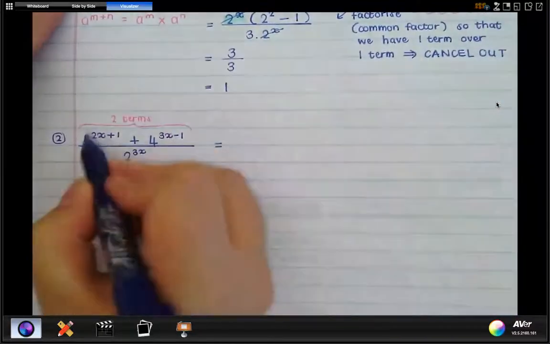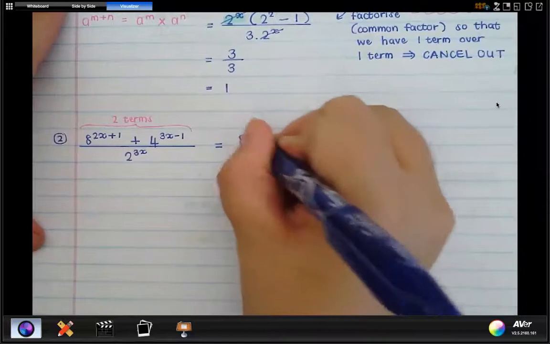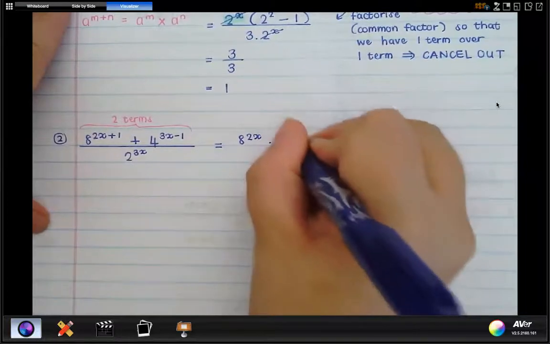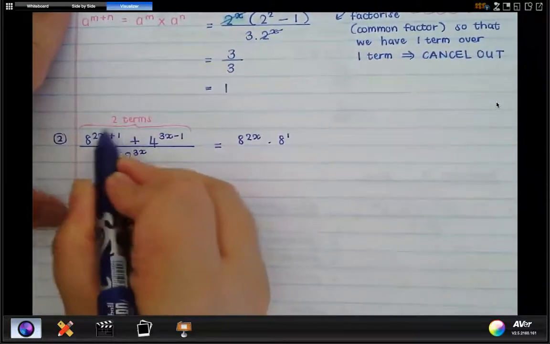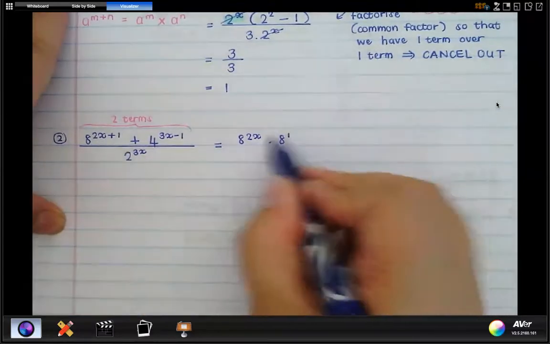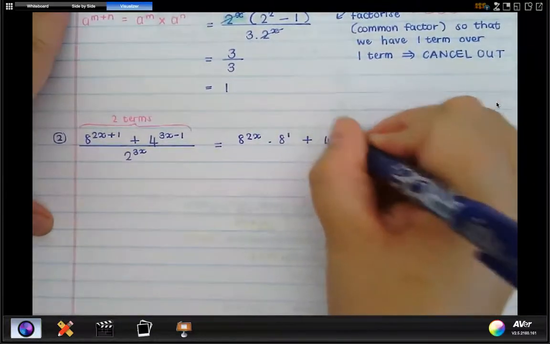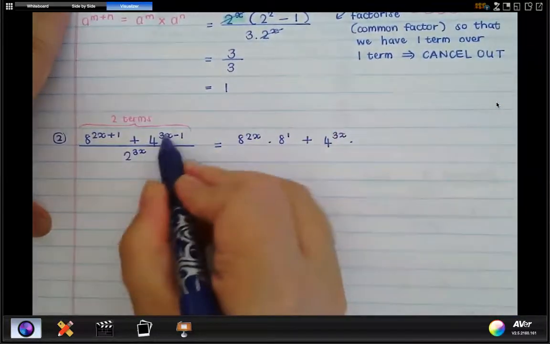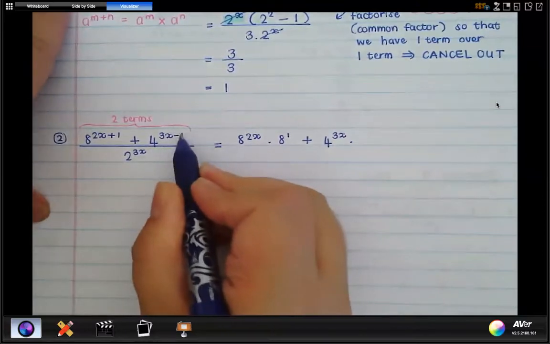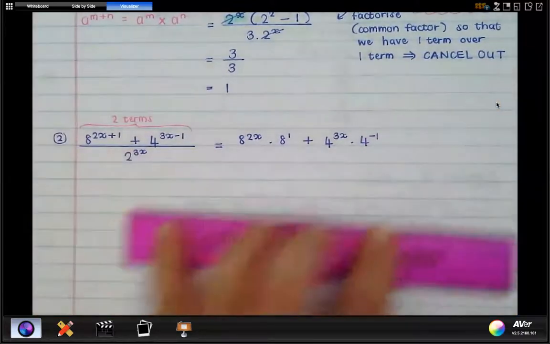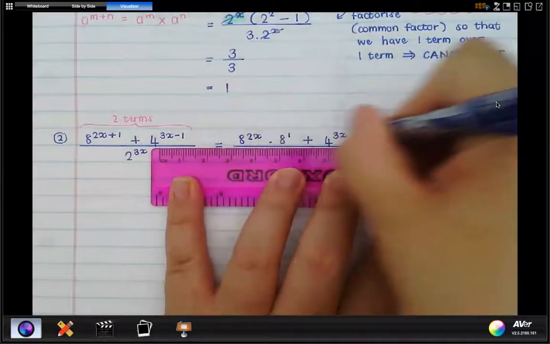So what did we do in the previous question? The first thing that we did was take the exponents and split them up. So we can do that again. You can say 8 to the power of 2x times 8 to the power of 1. So I've split this exponent up into 2x and 1, with 2 separate bases, plus we can do the same thing here, 4 to the power of 3x times 4 to the power of, now the next term is negative 1. So we write that as 4 to the negative 1. Okay, and that is all over 2 to the power of 3x.